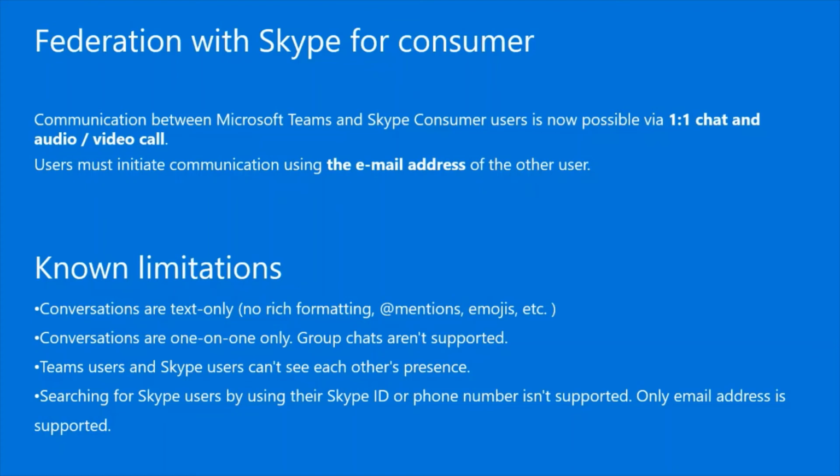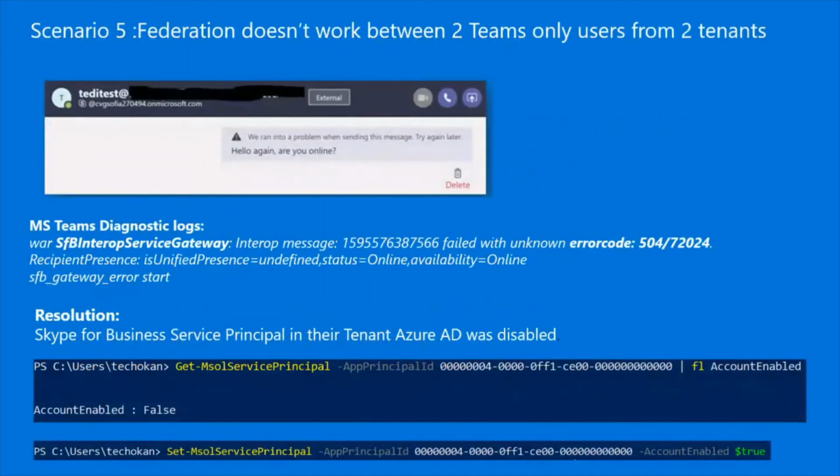Searching through Skype ID and phone number is unsupported. Only email address is supported for search at this time. We'll be moving on to the next slide for an interesting troubleshooting scenario related to federation. In this scenario, federation doesn't work between two Teams only users from two different tenants.